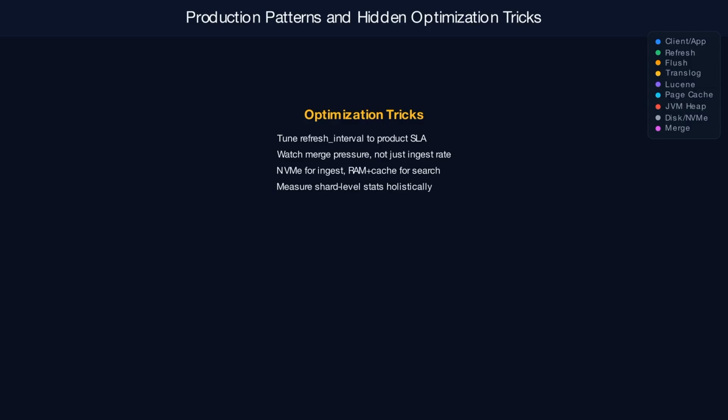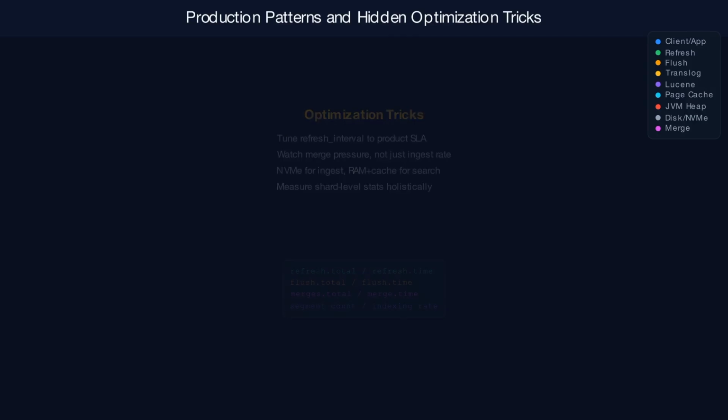Now the optimization tricks. Tune refresh interval based on your product SLA. If 10 seconds is acceptable during ingestion windows, use it. Watch merge pressure, not just indexing throughput. And always size hardware for your dominant path. NVMe for ingestion, RAM plus page cache for search, CPU for analyzers and aggregations.